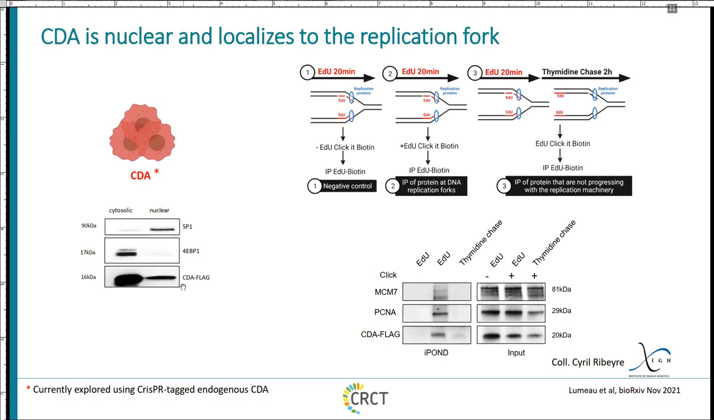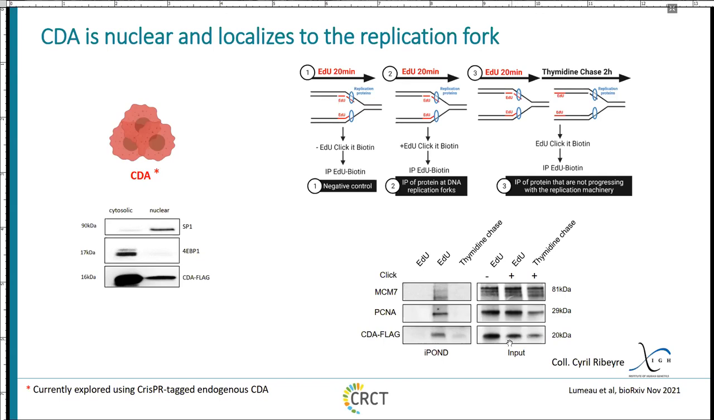And what we did next was to address whether CDA can interact directly with the replication fork. This is on the right panel. We performed the iPOND approach, where you immunoprecipitate the proteins that are interacting with nascent DNA fibers, using EdU that is incorporated into the nascent DNA strand. When you perform the Western blot of what is immunoprecipitated in the presence of EdU, you can immunoprecipitate MCM7 and PCNA on the left here, but also CDA flag.